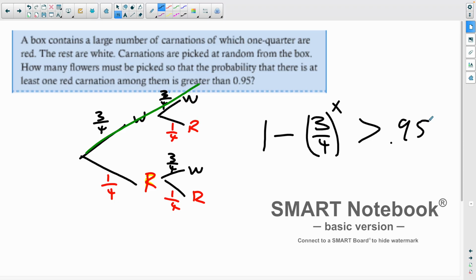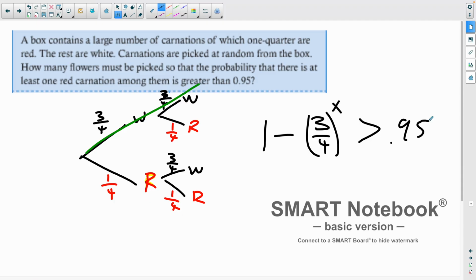I'll let you kind of digest that a little bit. It's a little bit different thinking. This 3/4 to the x is all whites. I pick nothing but whites. I don't want to pick nothing but whites. So 1 is everything minus the piece that I don't want, and I want that probability to be greater than 0.95. Okay? How would we solve this?